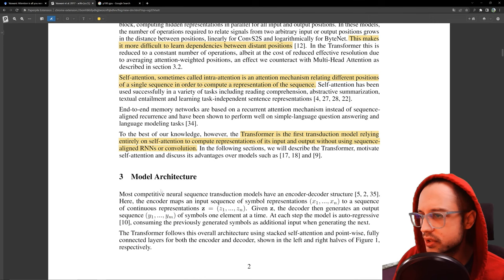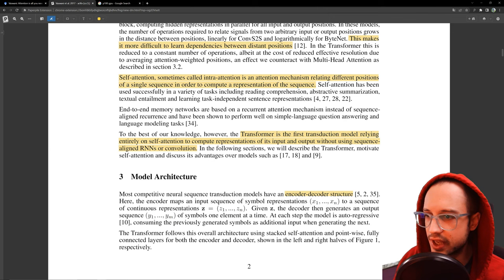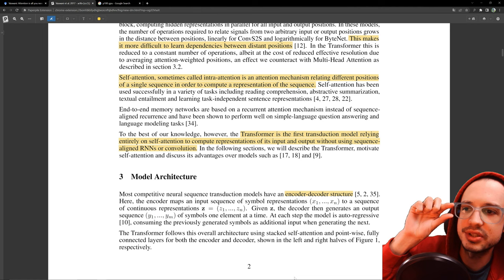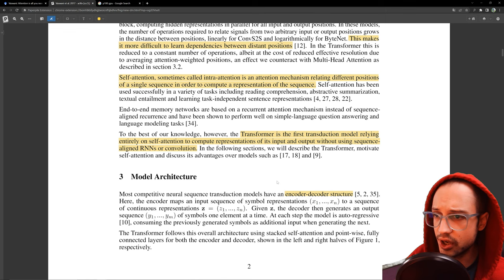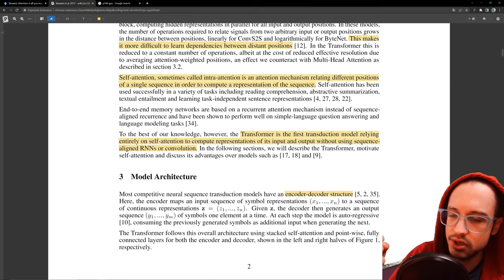Most competitive neural sequence transduction models have an encoder-decoder structure. So with encoder-decoder, basically you have one model that takes your input and compresses it, encodes it, into a smaller representation. And then you have a different model that decodes it, taking that small representation and decoding it back into whatever it is, a sentence. So encoding and decoding, all you're doing there is basically compressing information and then uncompressing information.